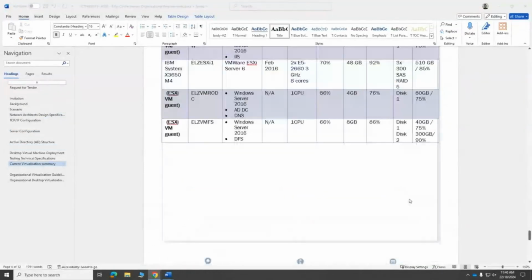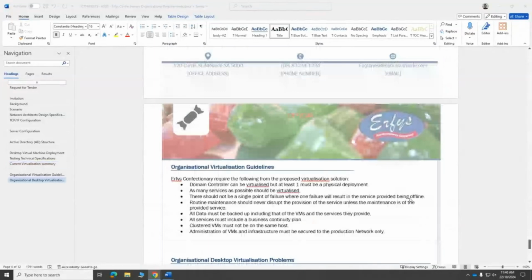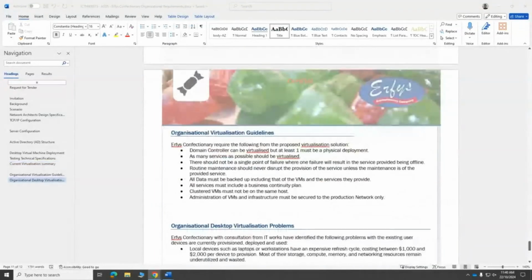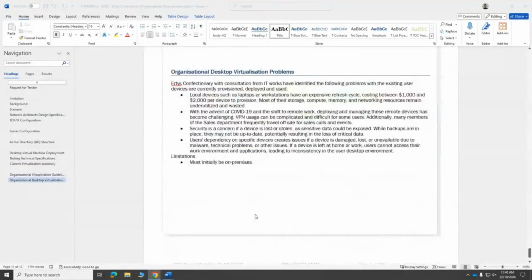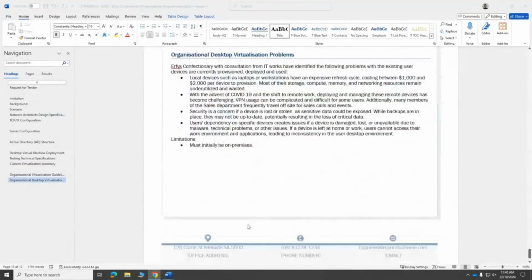All right, so guidelines. This is probably where it starts. Organizational desktop virtualization problems. One of the problems is that if we go out and buy an individual device, a full desktop, it's going to cost at least $2,000 per device. That's for the box with the CPU, RAM, hard drives or solid state hard drives, and monitor, and all those kind of things.